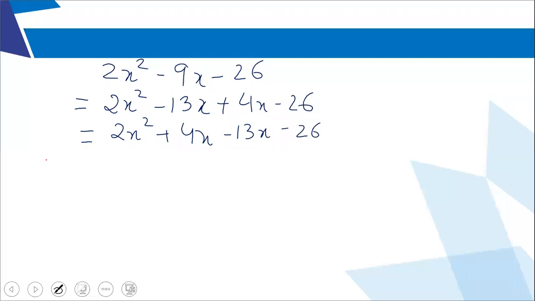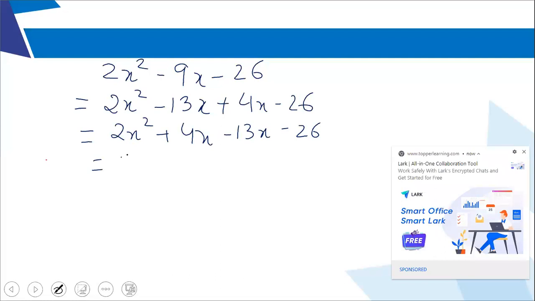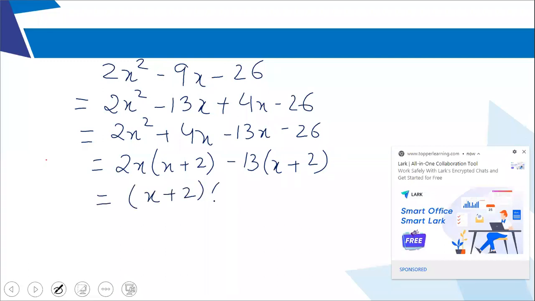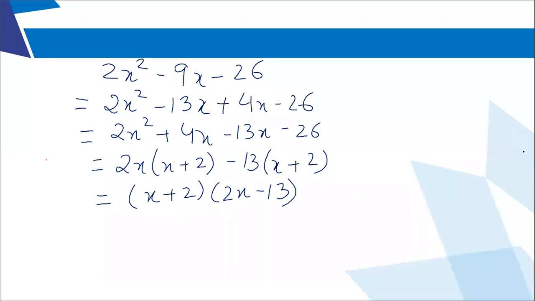And then what did we do? Ma'am, then 2x common. 2x bracket x plus 2 close, minus 13 bracket x plus 2 close. So 2x minus 13 into x plus 2. Very excellent. So you have understood. These we had done in grade 8. Now things are going to be slightly different and slightly difficult, but the method will be the same only.